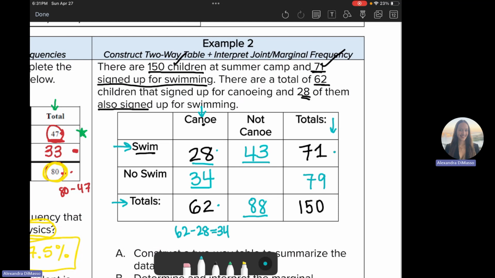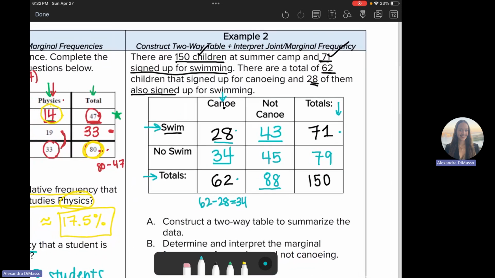And again, I'm just doing a little bit of subtraction here, right? So this part is easy peasy. So already, boom, look at that. We constructed a two-way table to summarize the data. Always, always, always you're going to have totals. So make sure if it doesn't give you totals that you write in the totals yourself. So you'll always have your data and then the totals on the rows and columns that are listed there.